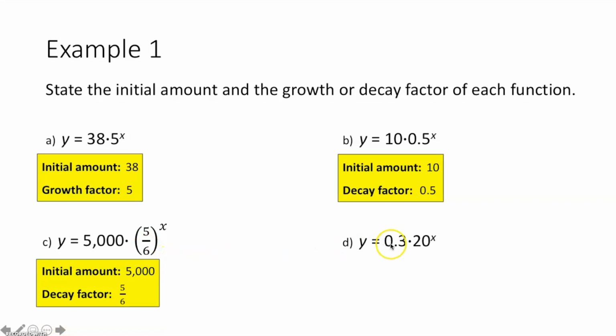And then lastly, we have y is equal to 0.3 times 20 to the x power. Your initial amount is the number multiplied out front. That's your 0.3. And then is it growth or decay? Well, your b value is 20. That's clearly greater than 1. So that's going to be exponential growth. So it's going to be a growth factor of 20.